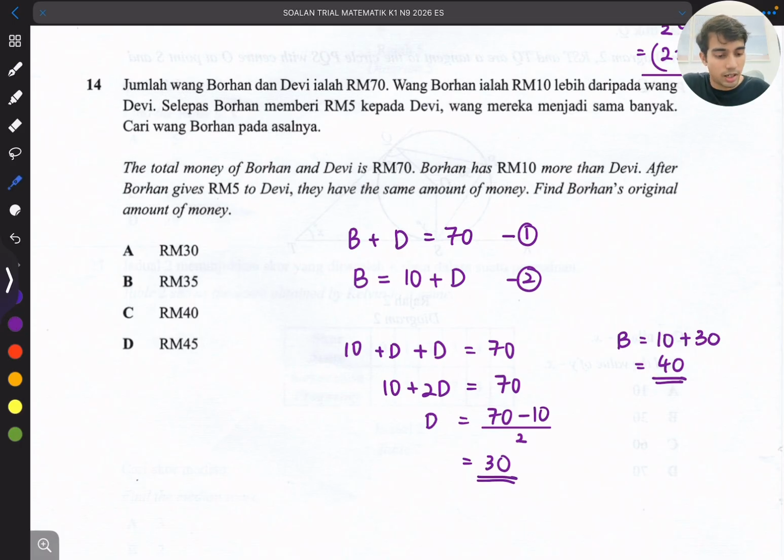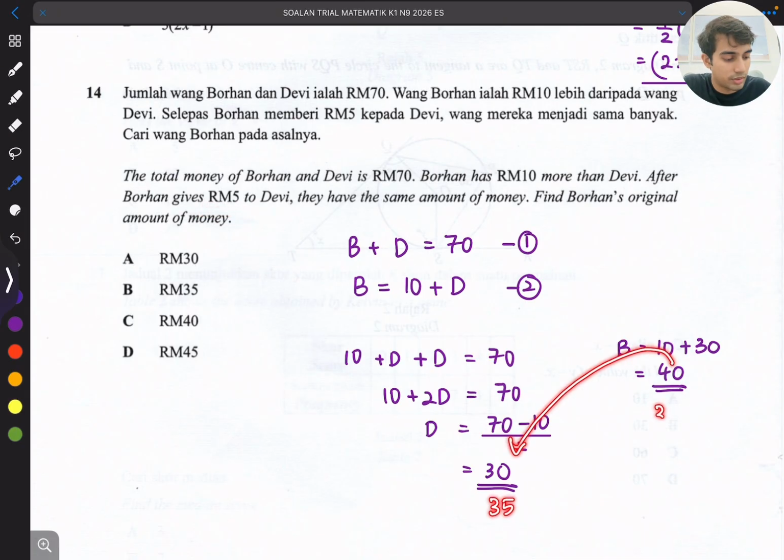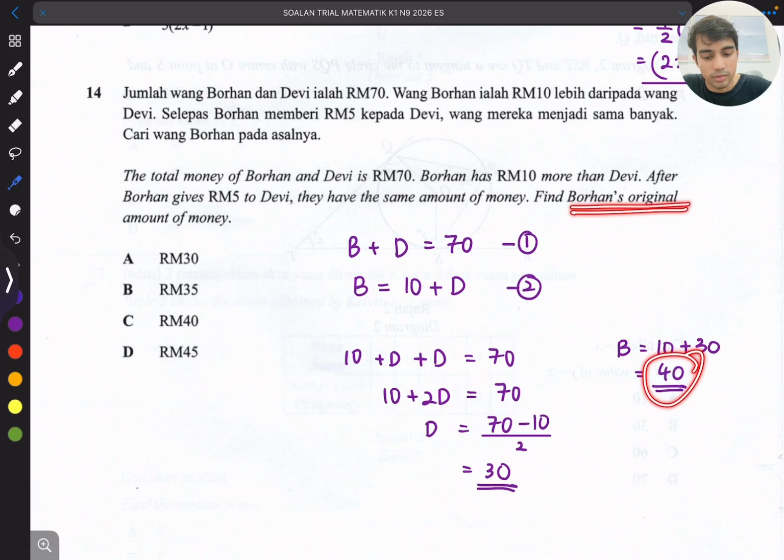Okay, let's check. Total money they have is 70. 30 plus 40 is 70. Borhan has 10 ringgit more than Devi. Yes, 40 and 30. After Borhan gives 5 ringgit to Devi, they have the same amount of money. Yes, if Borhan gives 5 ringgit, they will both have 35. So it's correct, it all tallies. Find Borhan's original amount of money. Borhan has 40 ringgit. C.